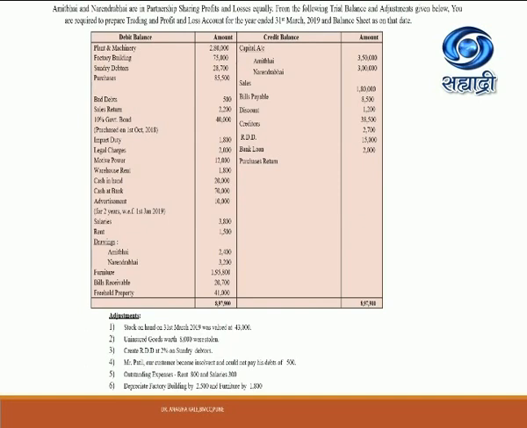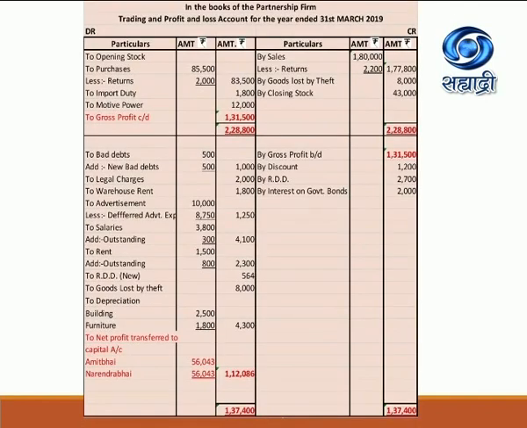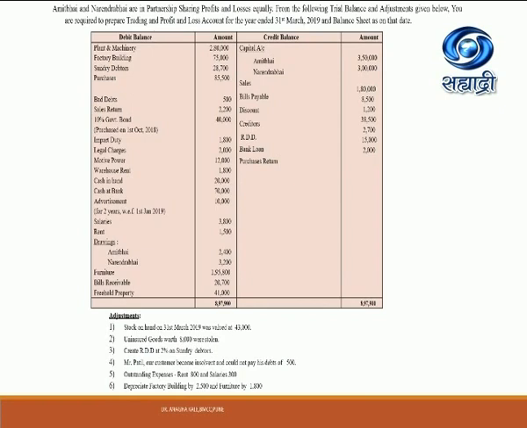Then warehouse rent is there. Warehouse rent is related to the distribution purpose, so it is an indirect expense shown in P&L account. In P&L account debit side, below legal charges, you will find warehouse rent in outer column directly, 1,800.